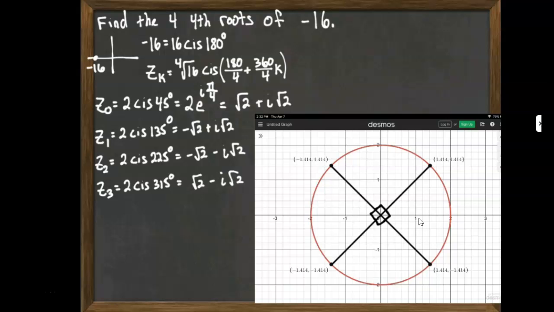Hopefully these examples will help you as you start to work through computing fourth roots, or any roots, fourth roots, fifth roots, sixth roots of complex numbers.